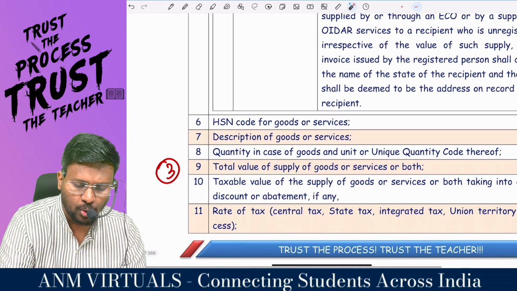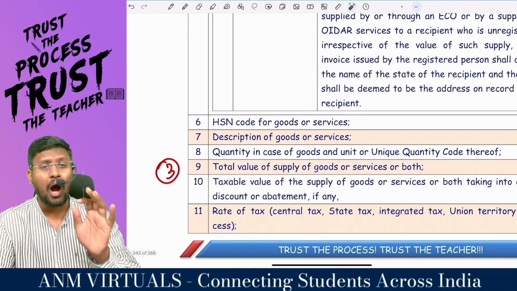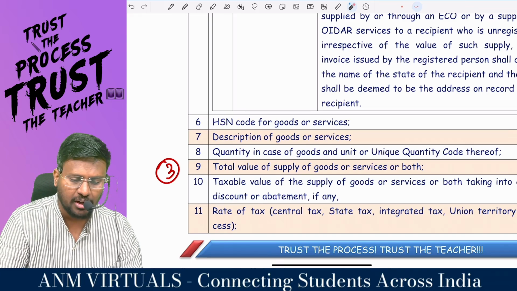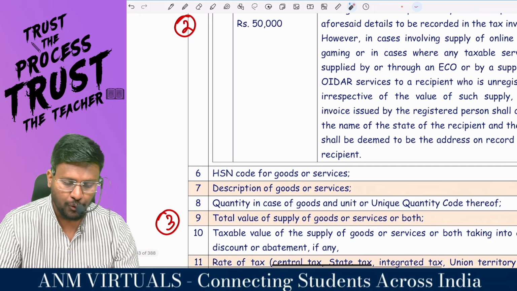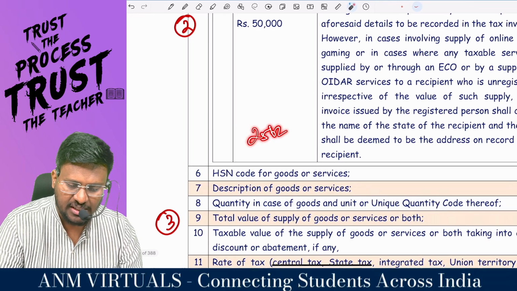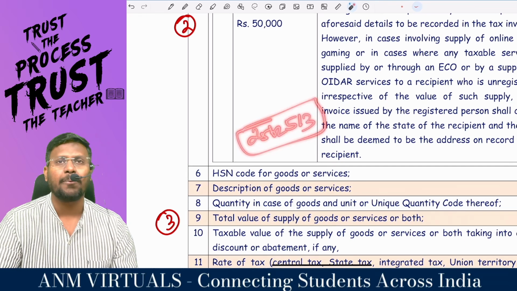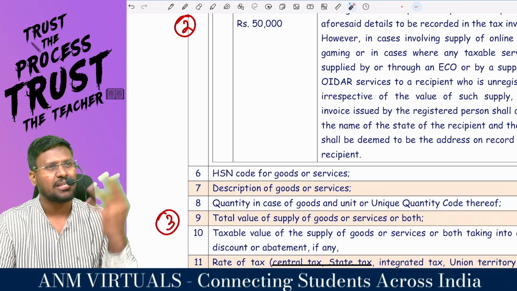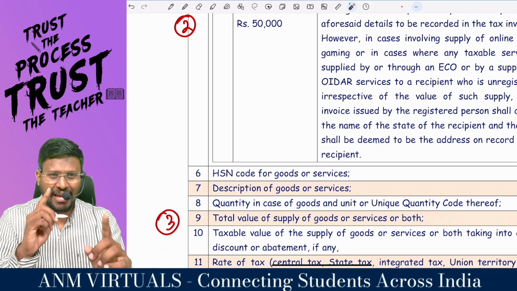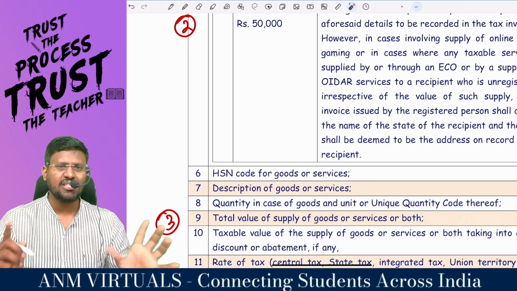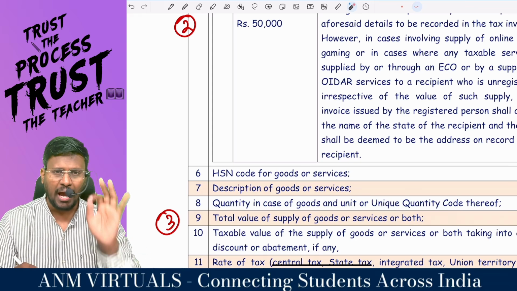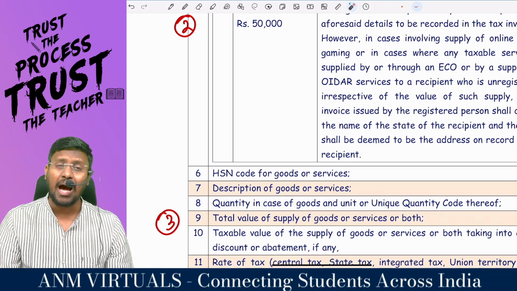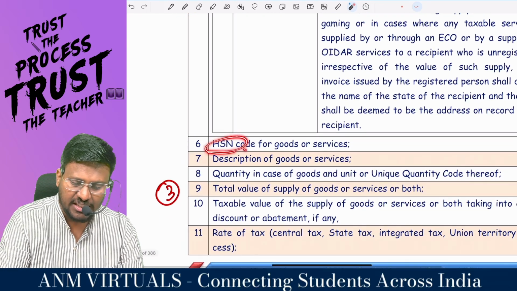HSN code for goods or services. HSN stands for Harmonized System of Nomenclature. The GST department would have said that if you are dealing in plastic, its code is 2562513. Like that, some number they will be giving. Because we call it plastic, the other guy may call it by some other name, so this name change will be there. So what the GST department is saying is to try to have a common name called the Harmonized System of Nomenclature. That is the HSN code for goods or services.